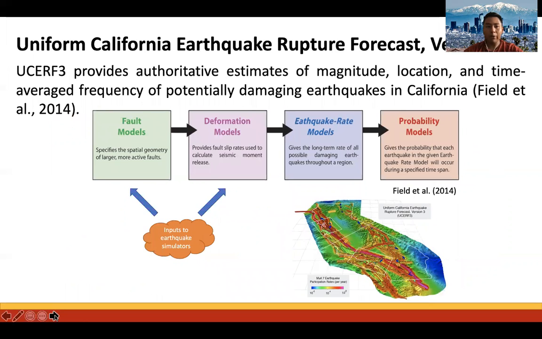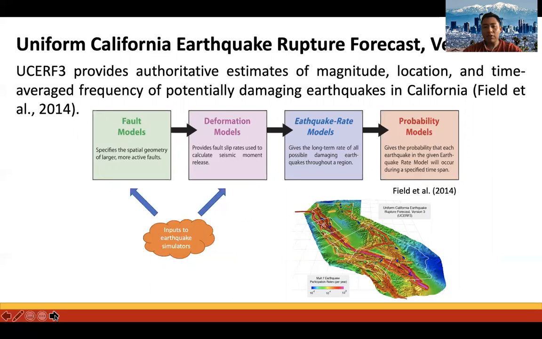The UCERF3 model provides authoritative estimates of magnitude, location, and frequency of the potentially damaging earthquakes in California. It starts by defining where the earthquakes can occur in the fault models, to then obtain the deformation models, or in other words, it provides the fault slip rates. And those two models are the inputs to earthquake simulators, such as RSQSim. We then compute the earthquake rate models, and that will give us the time-independent models, which is the long-term rate of all the possible earthquakes that can happen in the faults given in the fault models.